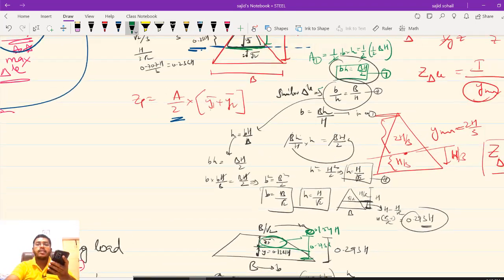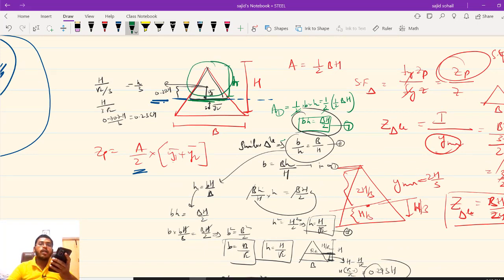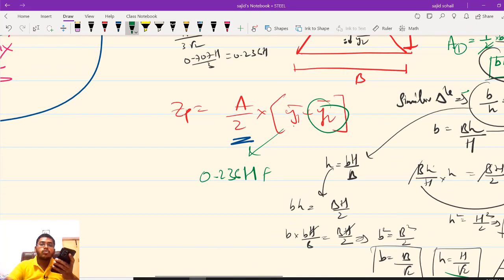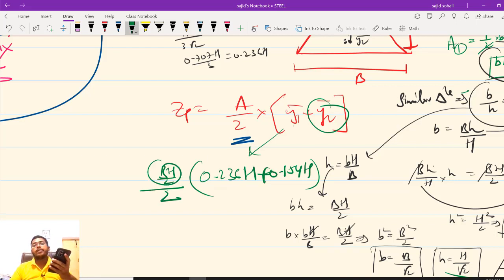So what we have done, let us see. First I found y1 bar. What is your y1 bar? It was 0.236h, plus your y2 bar, which we just found. It was 0.154h. So plus 0.154h, into a by 2. What is the area of a triangle? BH by 2, divided by 2, so A divided by 2. So it is BH by 4 into (0.236h plus 0.154h). Just do it.